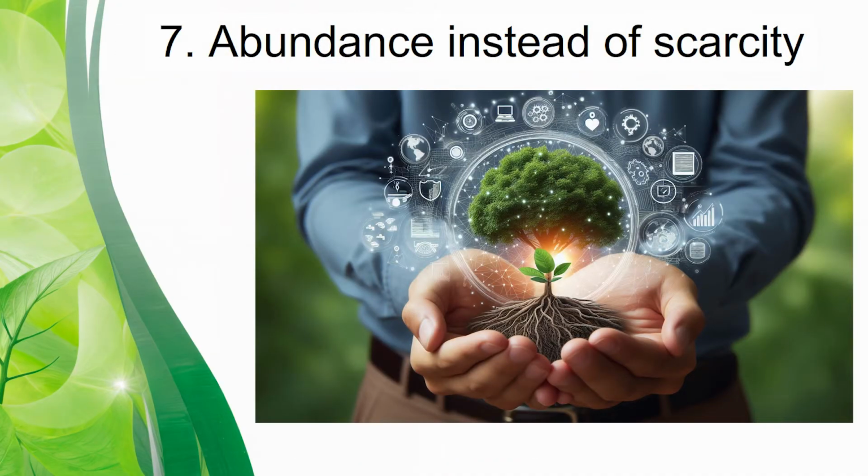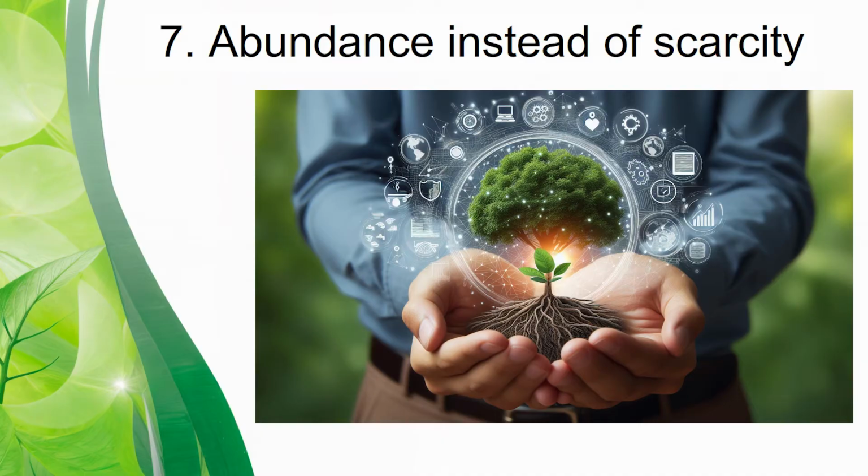7. Abundance instead of scarcity. In an open-source society, the foundational principle of abundance supersedes the traditional notion of scarcity. Unlike conventional economic models driven by scarcity, which often perpetuate competition and inequity, an open-source society operates on the belief that there are more than enough resources to meet the needs of all individuals within the constraints of sustainable management. By harnessing advanced technologies, scientific knowledge, and collaborative efforts, an open-source society strives to unlock the vast potential for abundance that lies within the planet's finite resources.